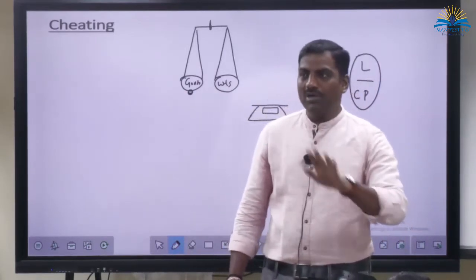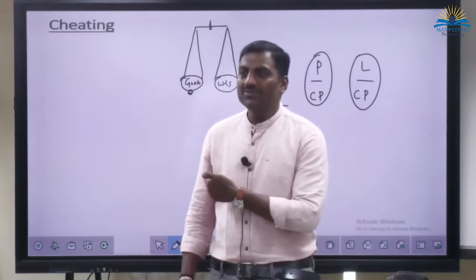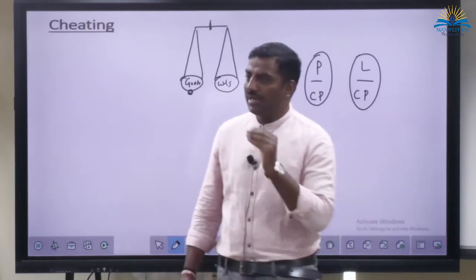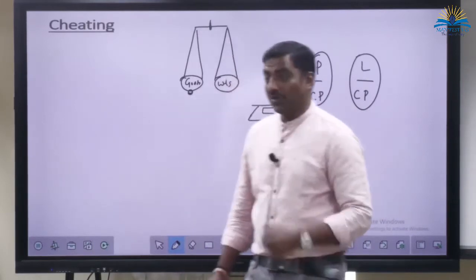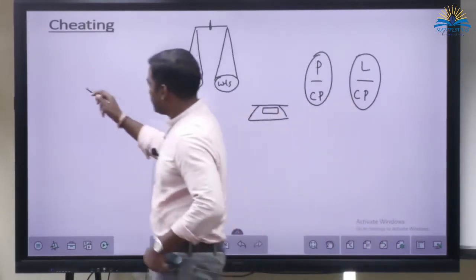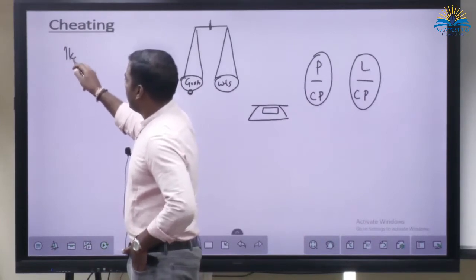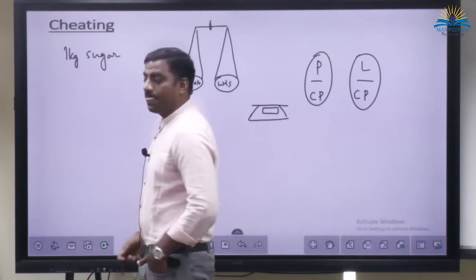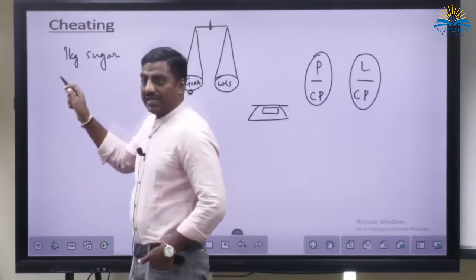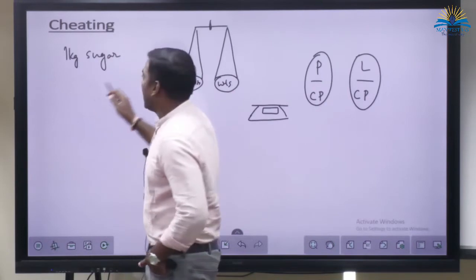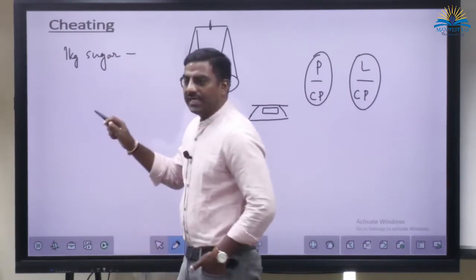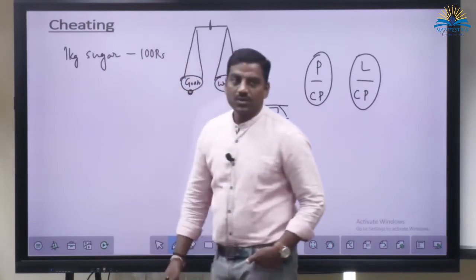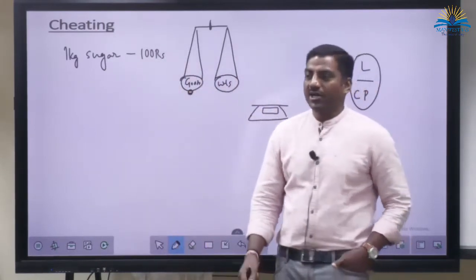Anyways, the shopkeeper will not be at loss, because we are calling this particular topic cheating. He'll be at profit only. But how to calculate the profit? I'll take one example. You have gone to bring 1 kg of sugar, and you are supposed to get 1 kg. Let's say the price of this 1 kg sugar is 100 rupees. 1 kg sugar is costing you 100 rupees.